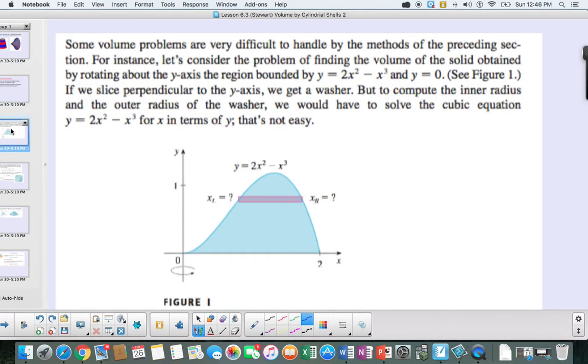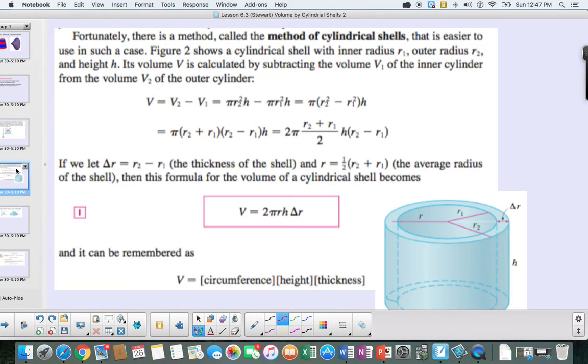Let's take a look at a problem where it would be impossible for us to use washers or discs. Let's see why. We are revolving around the y-axis, and we normally make our little rectangles perpendicular to the axis of revolution. Unfortunately, the length of the rectangle would be formed by the x on the left and the x on the right, and we can't differentiate that with this function. So we have to look at another method, and the other method is called the method of cylindrical shells.